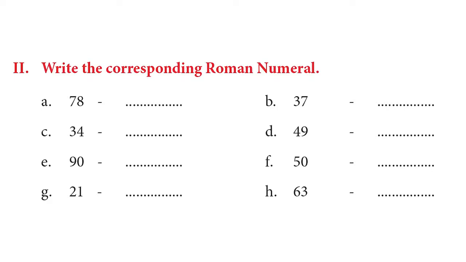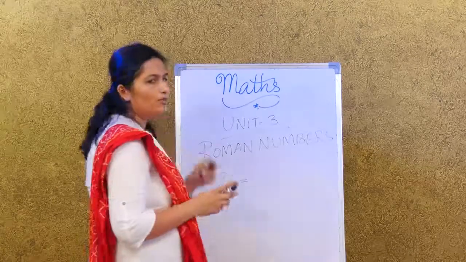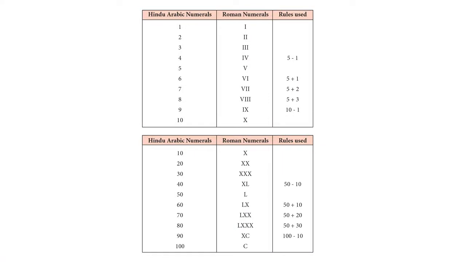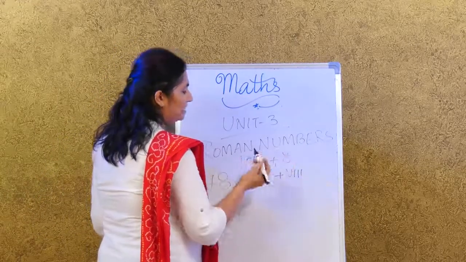The second activity or exercise we are going to do is write the corresponding Roman numerals. So the numbers are given. Let's try doing these ones. 78. So the Hindu Arabic numeral given for us is 78. So let's go back to the table which is appearing on your screen right now, and you can see for 70 we use this, and then this is 70 plus 8. For 8 is okay. So when we do the expanded forms, it makes it very easy.